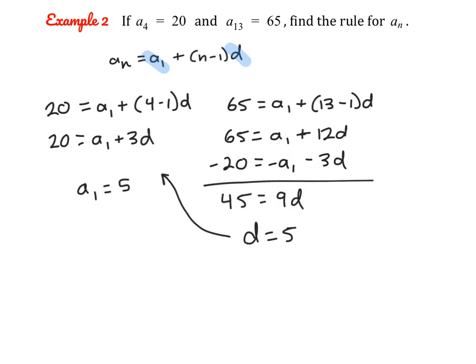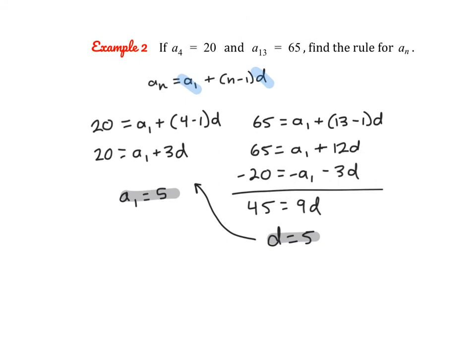Now that I know the two things that we need to make the equation, I can just go back and plug it into our little formula. So a sub n equals 5 plus n minus 1 times 5. So we just get 5n.